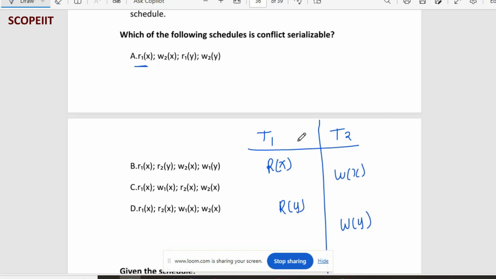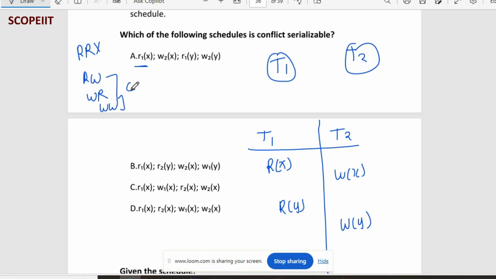Now you need to check whether a confliction is there or not. But before that, as per step 1, we'll draw the nodes. So T1 and T2, because there are a maximum of 2 transactions. So we'll draw 2 nodes. Now let us see the confliction. R of X, W of X. I already explained RR is no confliction; RW, WR and WW, these 3 are confliction.